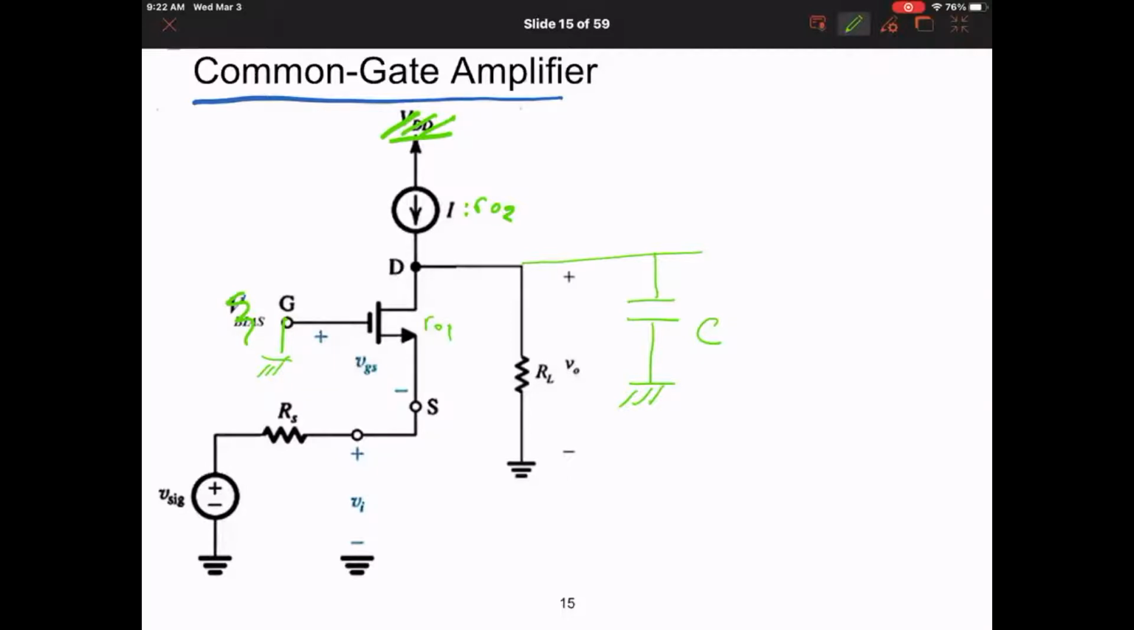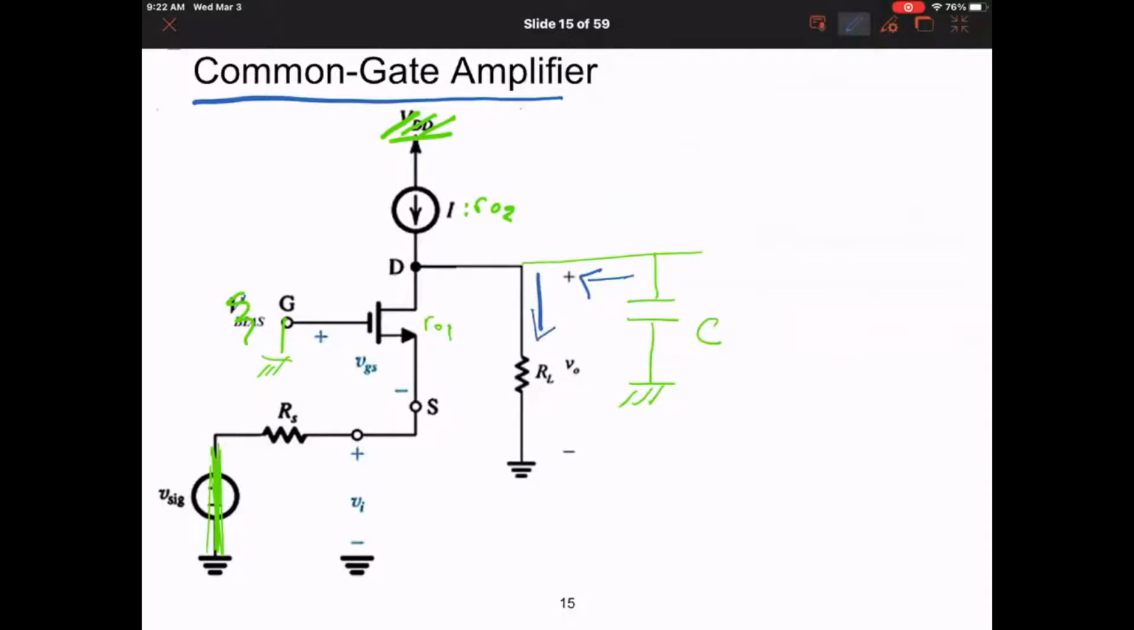What do I do with VSIG in the OCTC? I set all the signals to zero. So this one is shorted. So what is the resistance seen by C? I send a current. Where is the current going to flow?